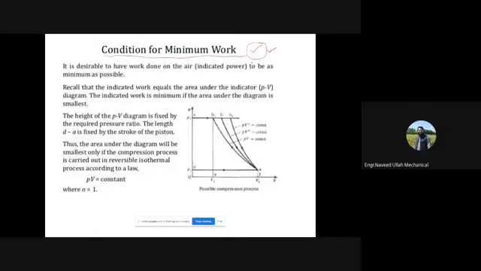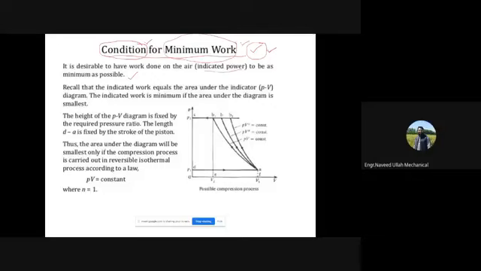So this idea is about the condition of minimum work. What is the condition that you can apply so that the work consumed by the compressor will be minimum? You can see it is desirable to have the work done on air, that is the indicated work per unit mass flow rate, that will be the indicated power, to be as minimum as possible.